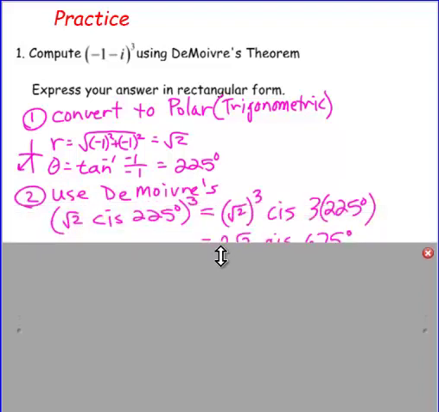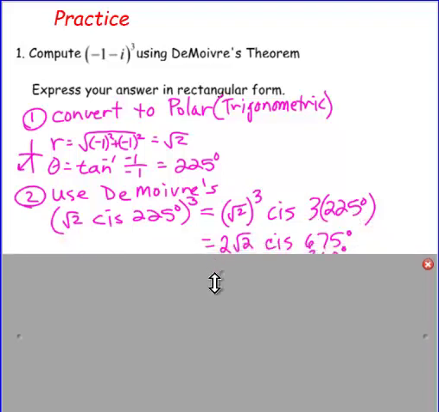Now we're going to use de Moivre's. So I'm raising, this is the polar form, square root of 2 cis 225 degrees, raised to the 3rd power. So I take my coefficient, square root of 2, raise it to the 3rd, and then cis 3 times 225 degrees. So then simplify that. I actually do the raising to the power and the multiplying.